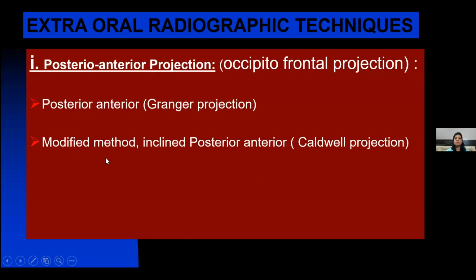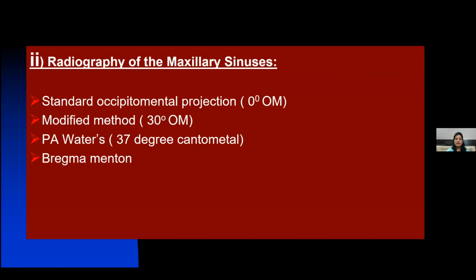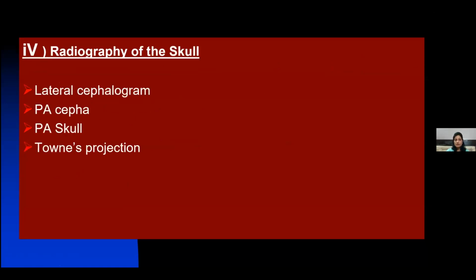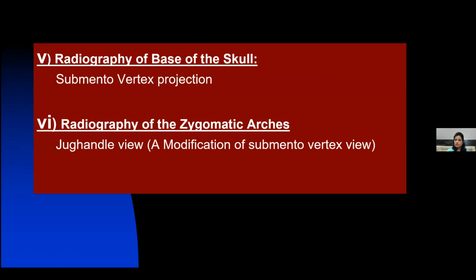So first is posterior-anterior, Granger's and Caldwell. They are 2 modified forms. Then you have sinus projections. So in sinus, you basically use occipitomental views. That can be modified: Waters view, Bregma mentum view. So for us, 2 are important, Waters view and Bregma mentum, that I'll tell you. Mandible. For mandible, you can go for rotated PA or, most importantly, lateral oblique, body and ramus of mandible, right? Skull: lateral ceph, PA skull, Towne's projection, right?